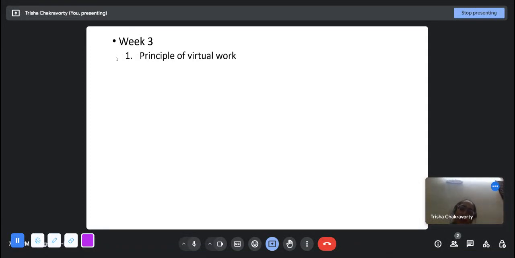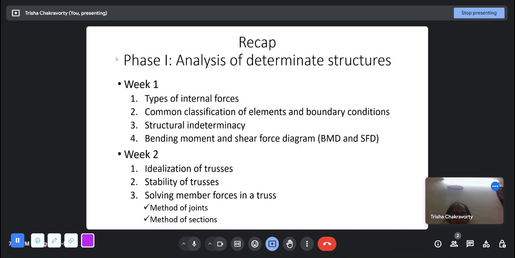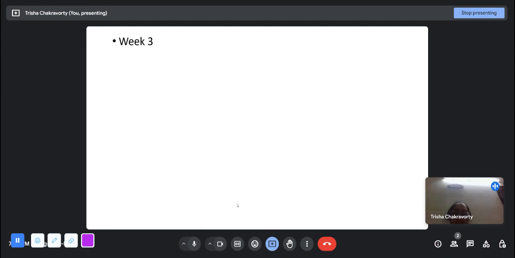In week three, we looked at the two different kinds of responses that we are concerned about in a structure. One is the force or stress response that we looked at here. Here we solve for the member forces in a truss. In each member, we will get a force, we will get the stress, and we will compare it to the yield stress of the material it is made of. So that is how we design. And the other kind of response is displacement or strain response or deflection.